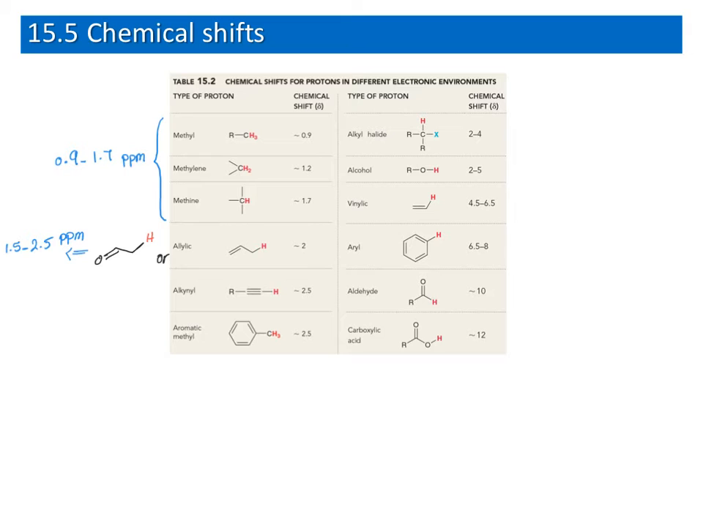Then we have hydrogen connected directly to the triple bond, to the alkyne, and hydrogen connected to the carbon which is connected to the aromatic ring. You should expect to see them at around 2.5 ppm.